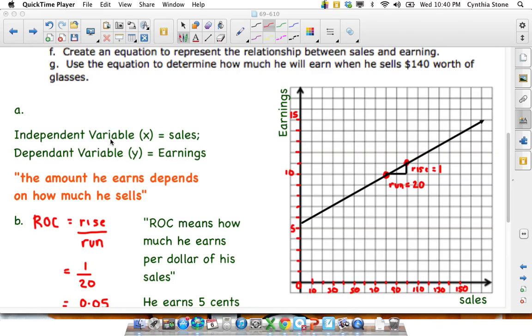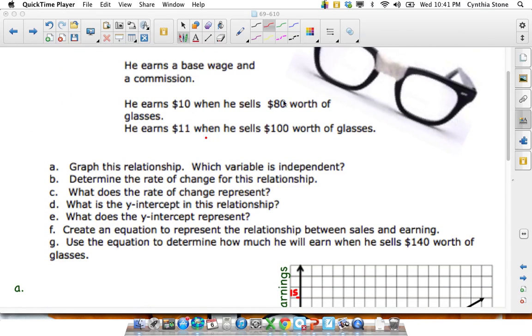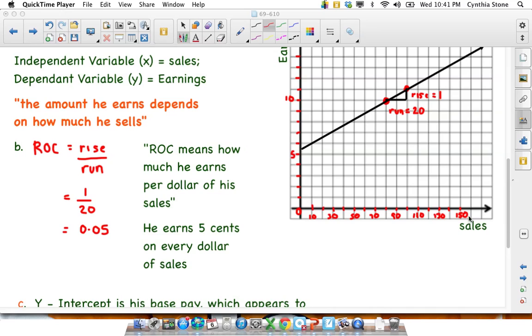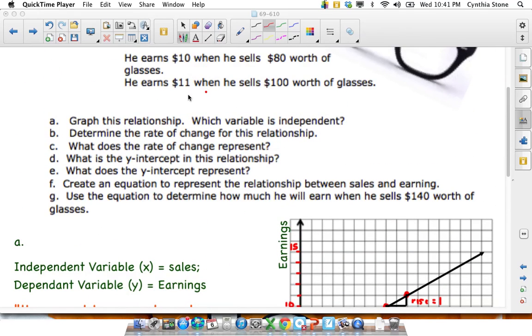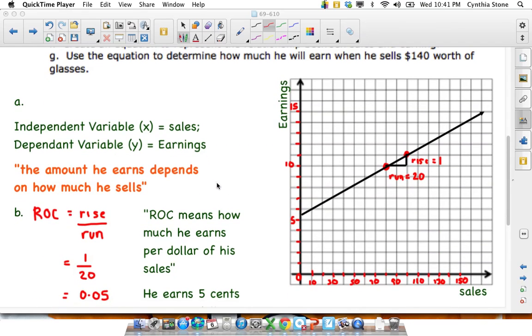Part B asks us to find the rate of change. So I made a little triangle. I guess I should explain how I came up with the graph. So here's my sales. Just looking at the numbers that I have, that's a sales, $80. That's how much he's selling, right? So I made my axis from 0 to 150, just because it worked and it gets the numbers involved that I wanted. And over on the y-axis, between 10 and 11 are the two I'm given, but I made the axis start at 0, 5, 10, 15.